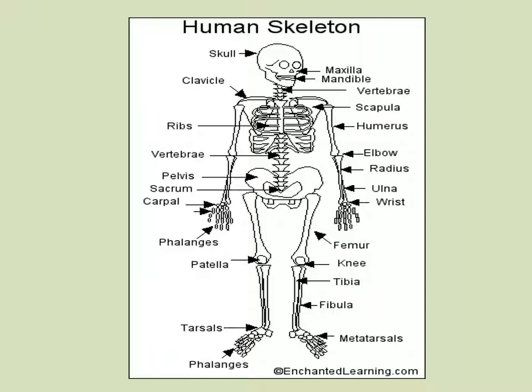And we also, with the thorax, have our ribs and our sternum. We will also go over some different parts of the skull, including the upper jawbone, which is called the maxilla, and the lower jawbone, which is called the mandible.